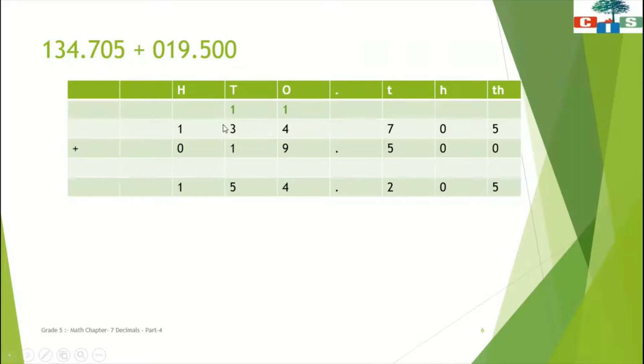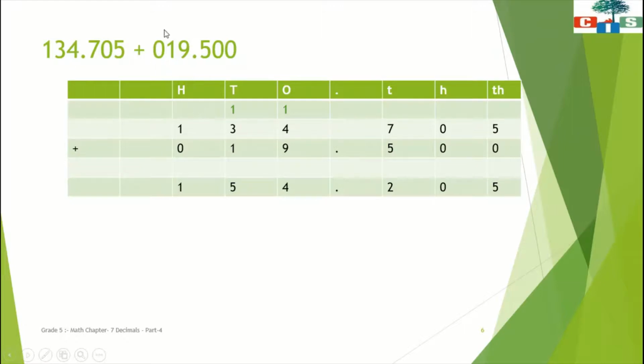This is very important. Now we'll see 134, this is the whole number part, and 705, this is the decimal part. The whole number part has the periods ones, tens and hundreds, and the decimal part has the periods tenths, hundredths and thousandths. We have to arrange these numbers according to their place value. So we have 4 at the ones place. I have put 4 at the ones place, 3 at the tens place and 1 at the hundreds place, according to their place value.